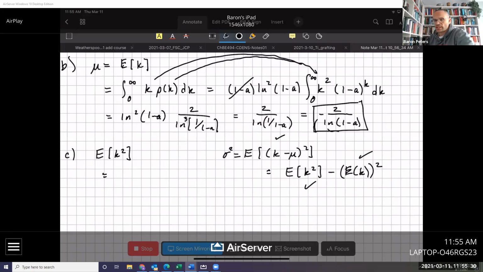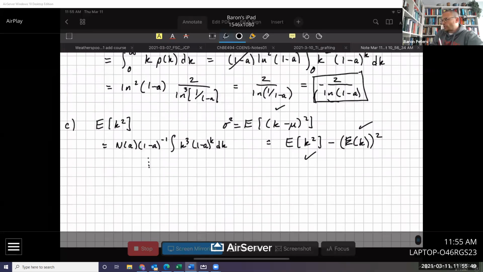In the interest of time, it's 11:55, I'm going to post this on the web and trust that you guys can see how this is working. We're going to get some simplifications here that will do things like this. Now we have a k to the third, 1 minus a to the power k dk, dot dot dot. Lots of steps that are really just integration again, using that hint.